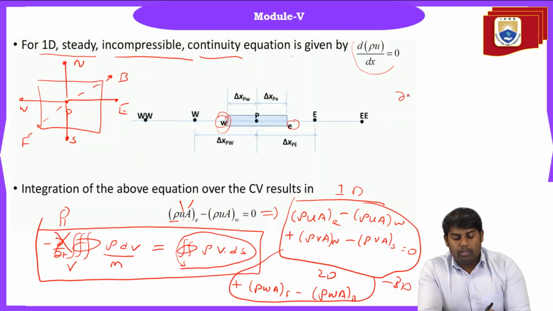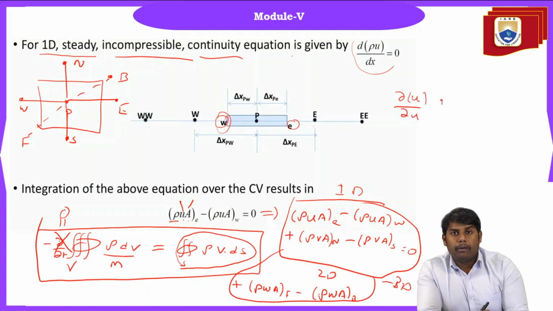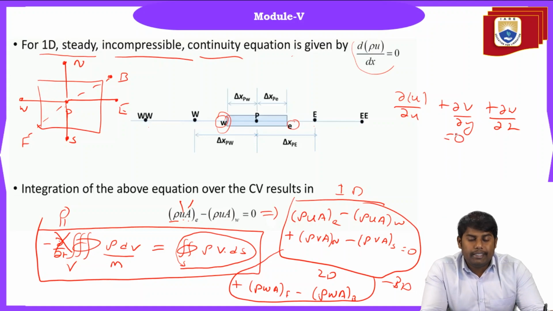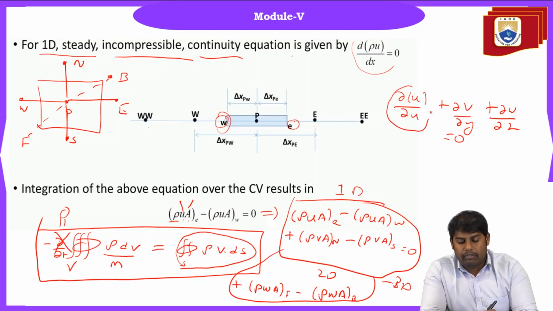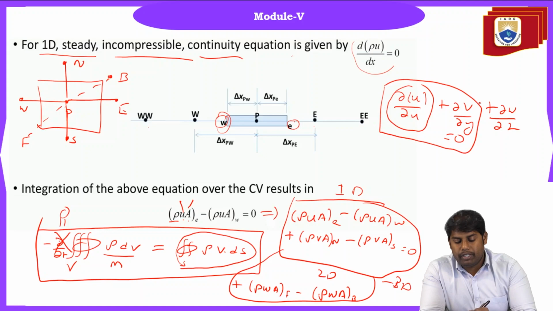So we have ∂u/∂x plus ∂v/∂y plus ∂w/∂z, which is equal to 0. So this is the 3D equation. When you say 1D, only the first term will be there. When you say 2D, these two terms will come into the picture. When I say 3D, the whole equation will come.